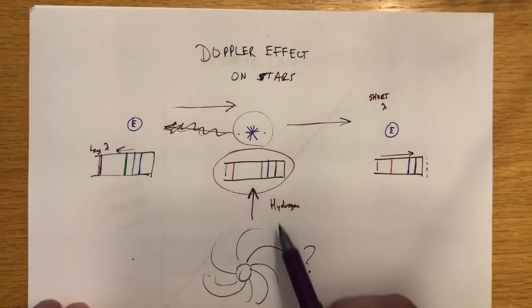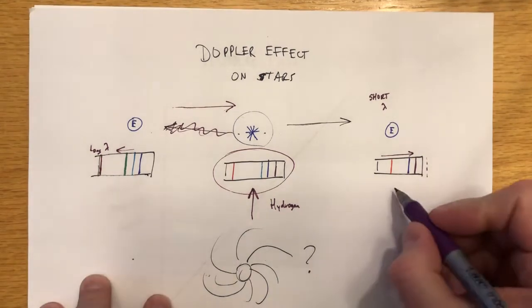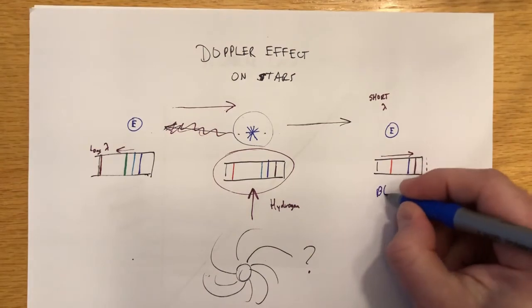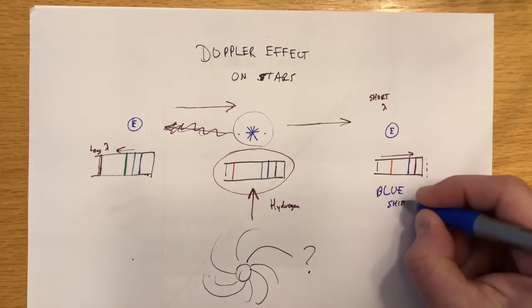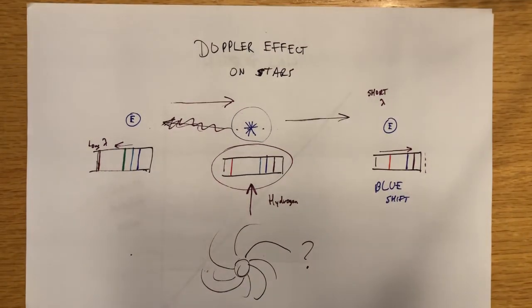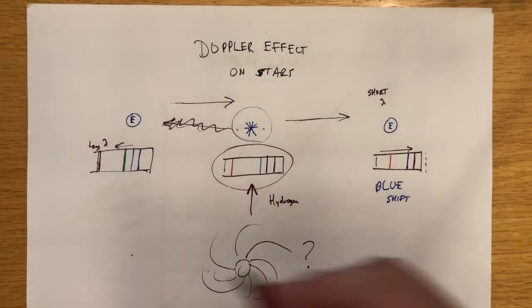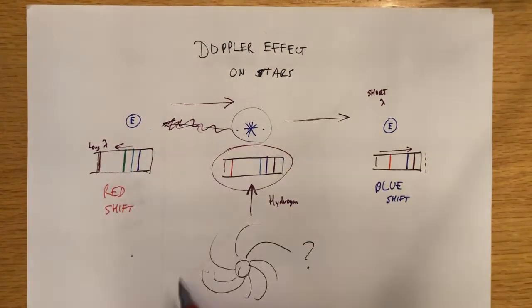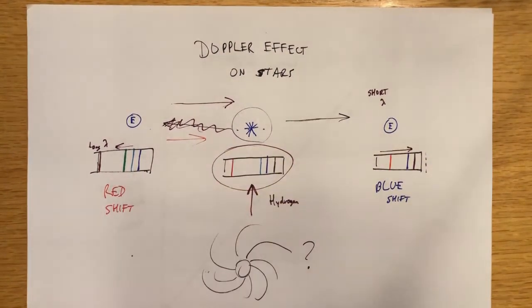if its spectrum is shifted towards the blue end, it's called a, let me get my blue pen for effect here, hang on. This is called a blue shift, and that tells me it's moving towards me. What happens if it's shifted towards the red end? Guess what? It's called a red shift, and I know it's moving away from me.